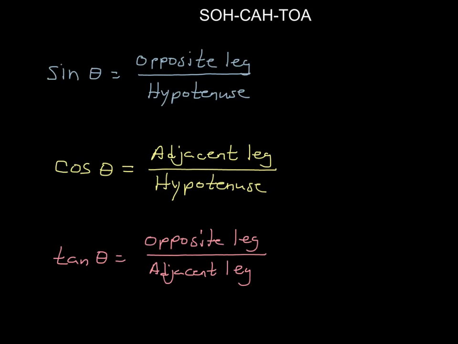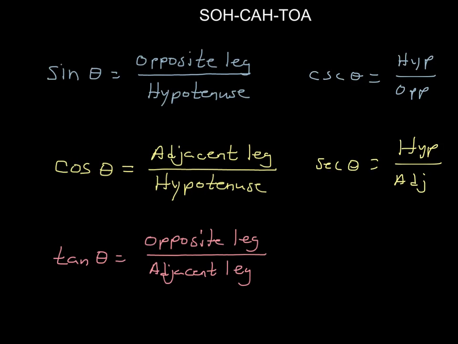Now, because of the reciprocal nature, once I know what the sine is, I do know that the cosecant of theta is going to be the hypotenuse over the length of that opposite leg. I know that the secant of theta is going to be the hypotenuse over the adjacent leg. And I know the cotangent of theta is going to be the length of the adjacent leg over the length of the opposite leg.